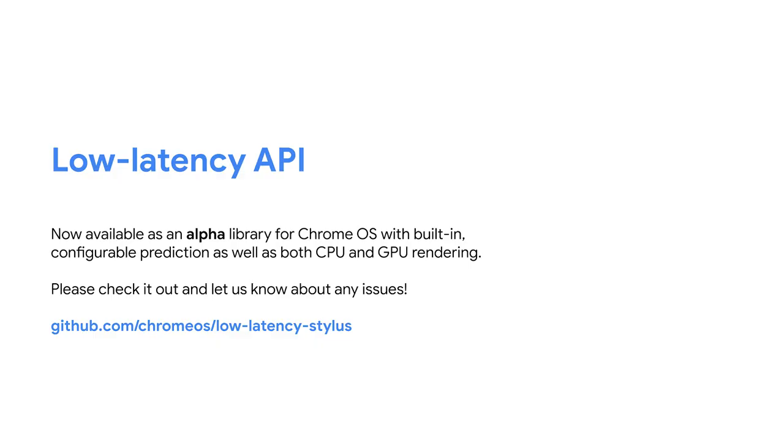Do you want your app to have low latency stylus support too? Well, I am really happy to announce that our low latency API is now available in alpha. It has built-in configurable prediction and supports both CPU and GPU based rendering paths. Please check out the API and the demo app available on GitHub and file any issues or feature requests on the GitHub tracker. So much input, so little time.